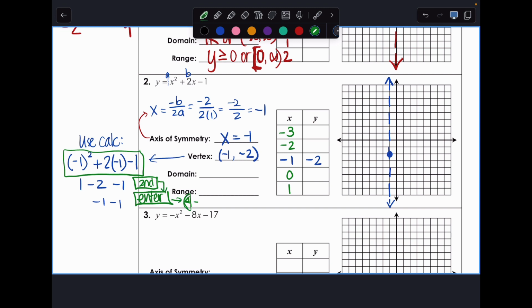So we go like this, and then change -1 to -3. Okay? So you were replacing all the negative ones with -3. Then we have -3 squared, 9. 2 times -3, -6. So that's 3. 3 minus 1 is 2. Did I get that right?